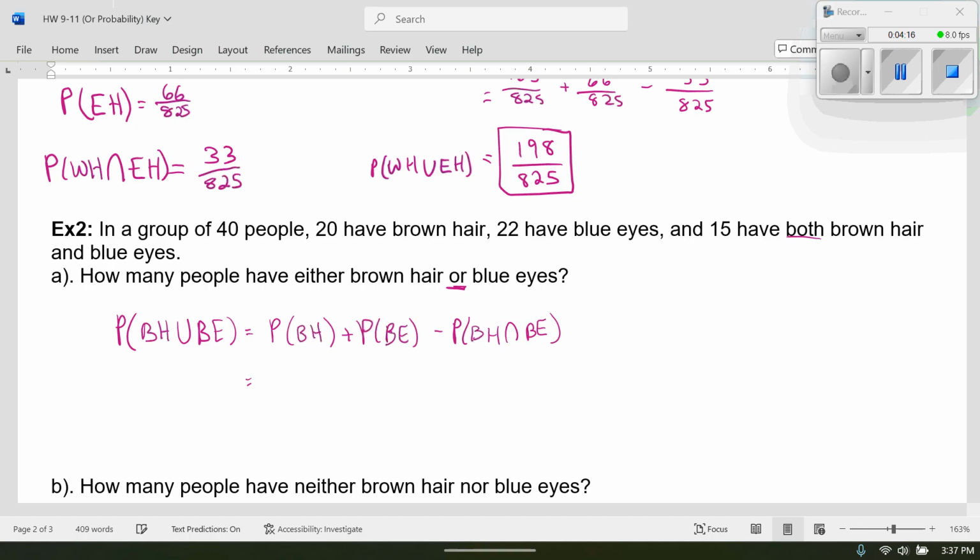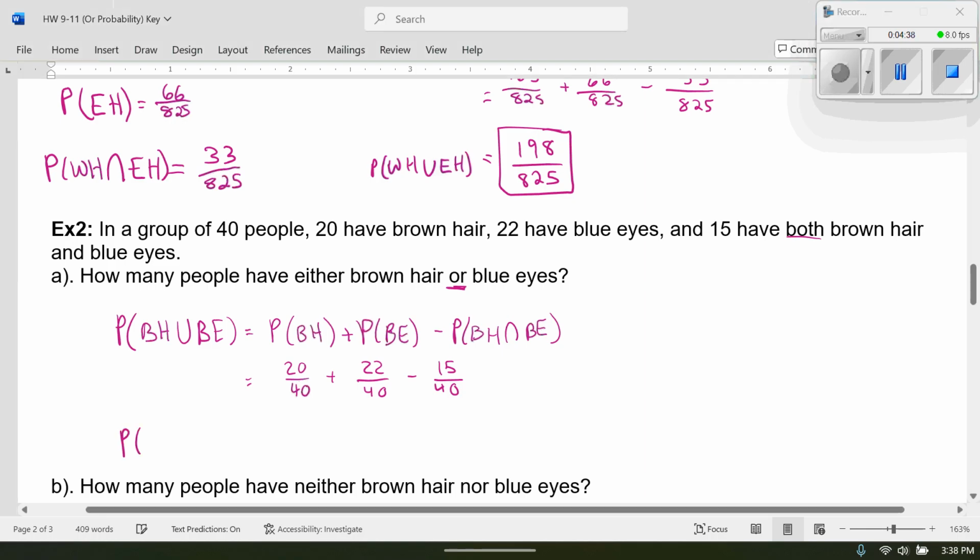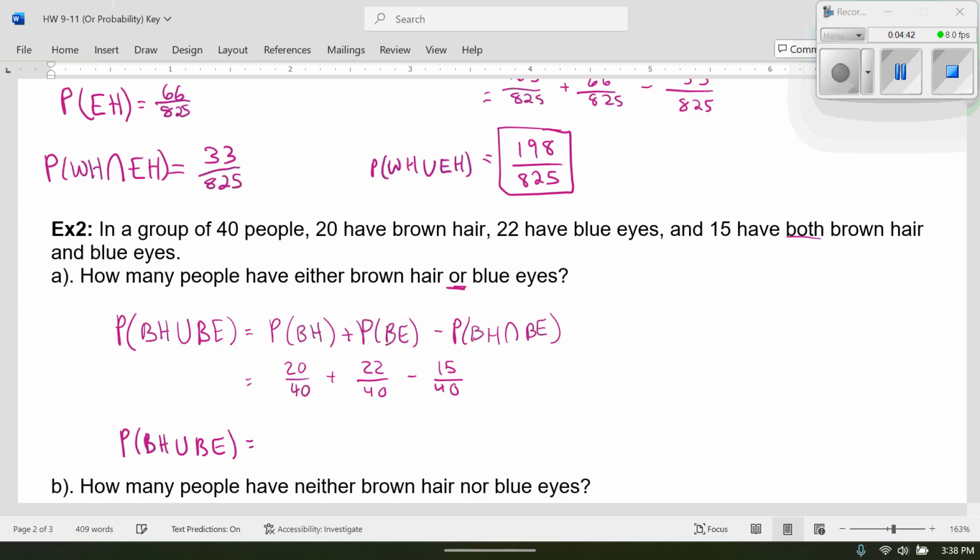We're going to plug in what we have. So how many people have brown hair? 20 out of 40. Yes, that's 1/2, but leave it as the full fraction. Blue eyes is 22 out of 40, and the amount of people who have both is 15 over 40. You're going to throw that all in your calculator. You're going to get the probability of brown hair or blue eyes is equal to 27 over 40.